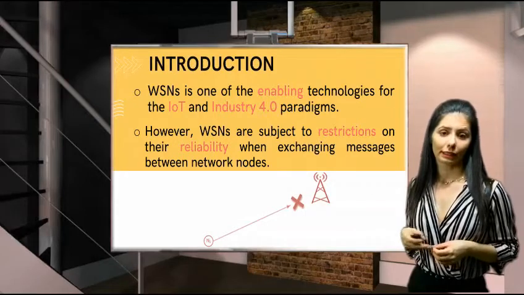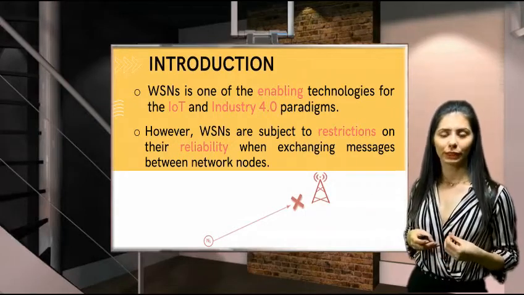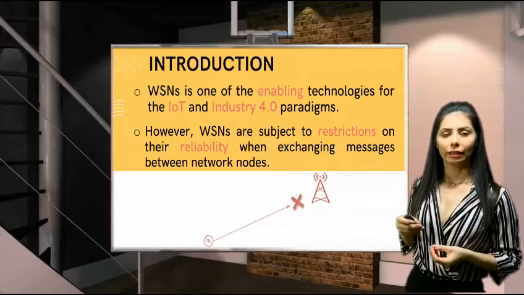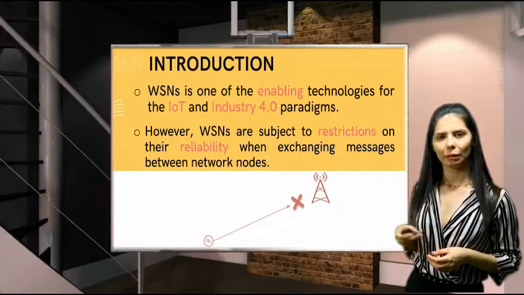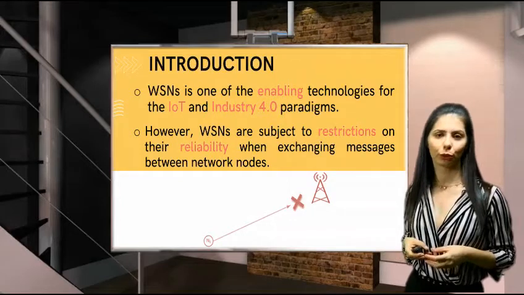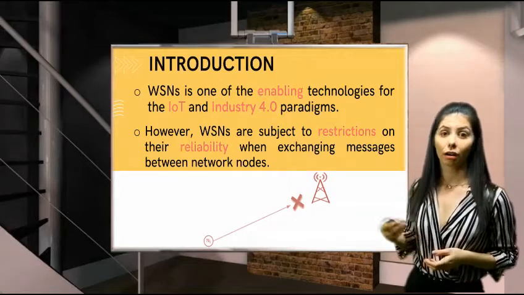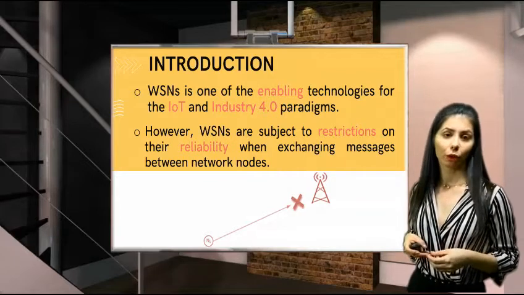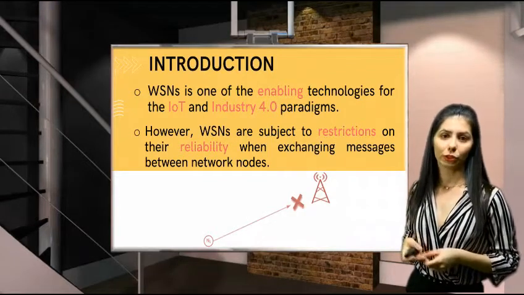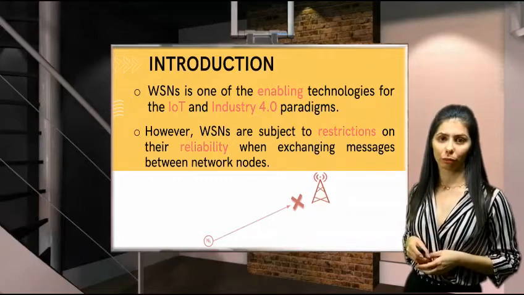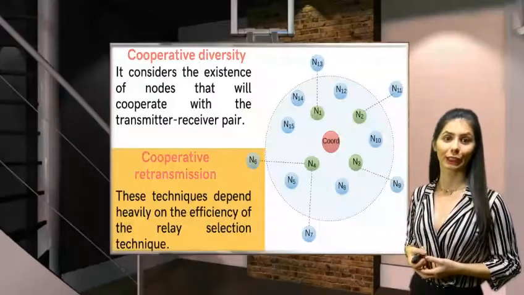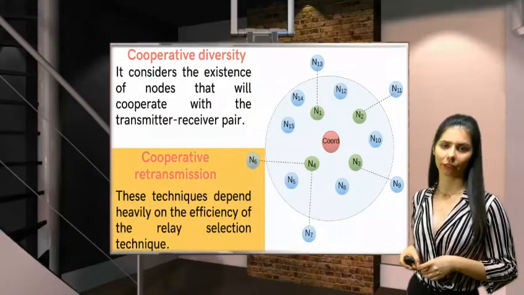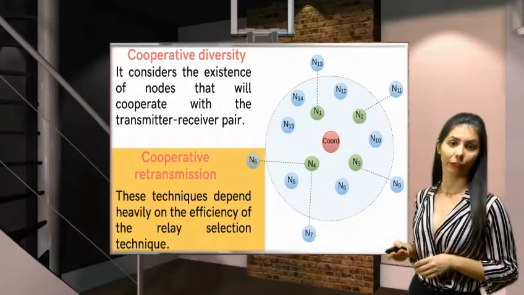However, wireless sensor networks are subject to restrictions on the reliability of their communications. In this kind of network, many messages can be lost due to electromagnetic noise or because there are other devices operating in the same frequency band. Consequently, this problem may lead to a severe reduction of the achievable throughput. So, to improve the reliability of wireless sensor networks, cooperative diversity can be used.